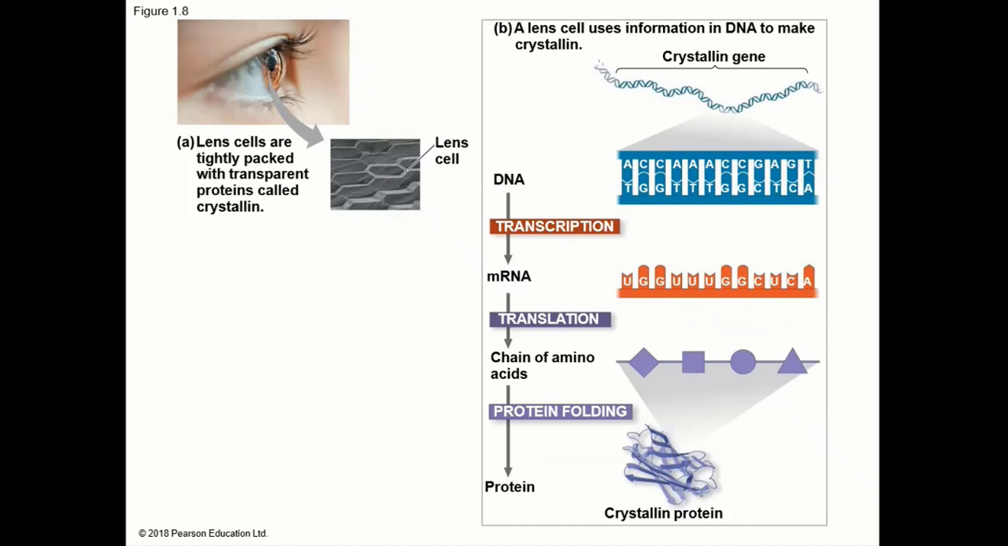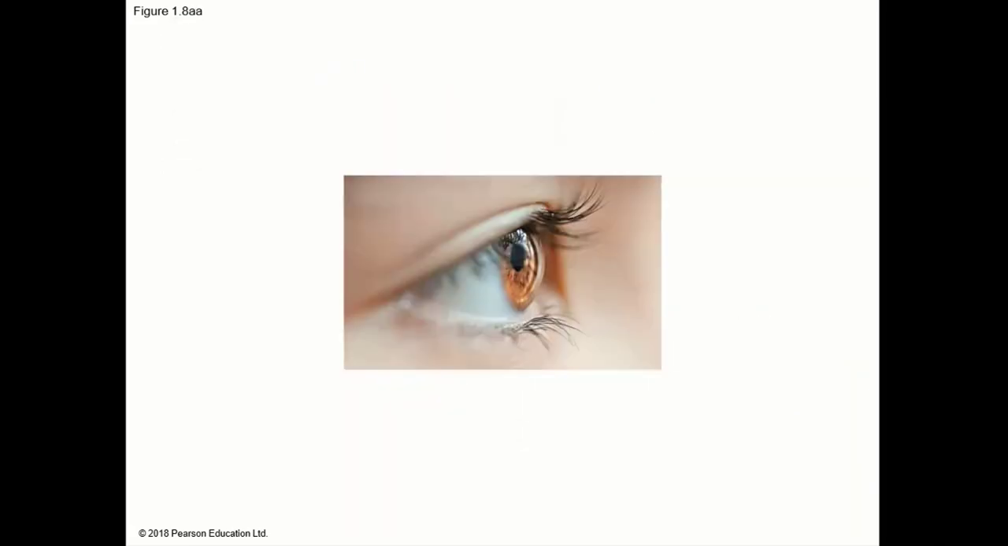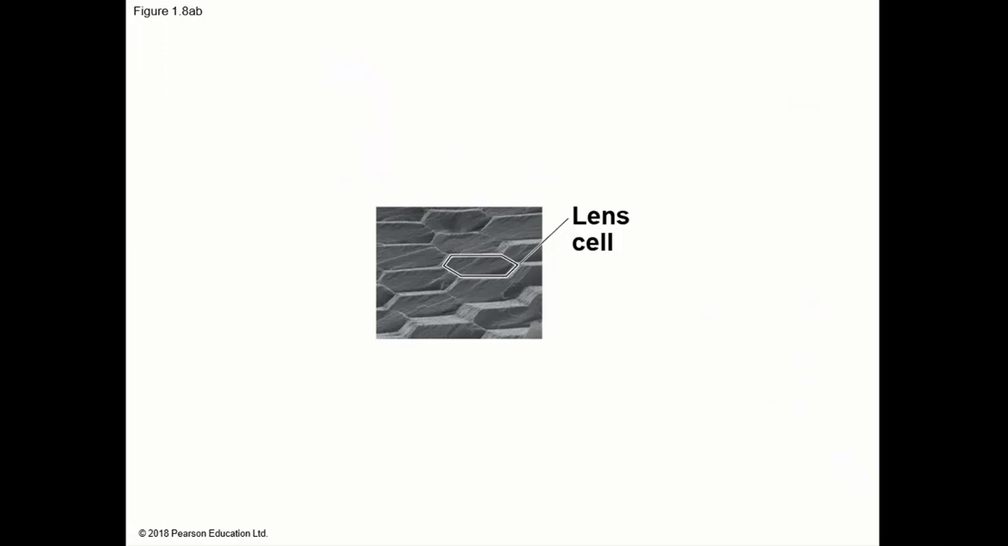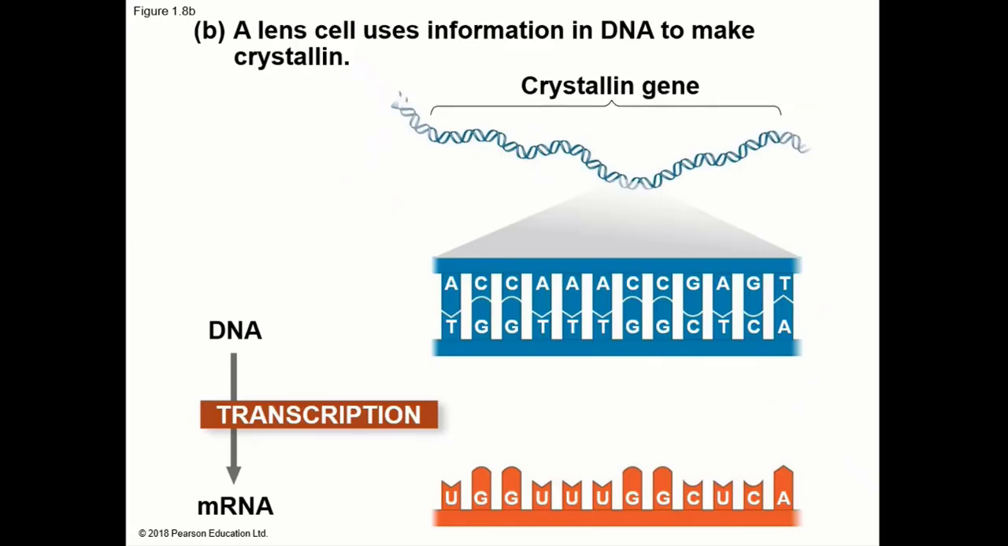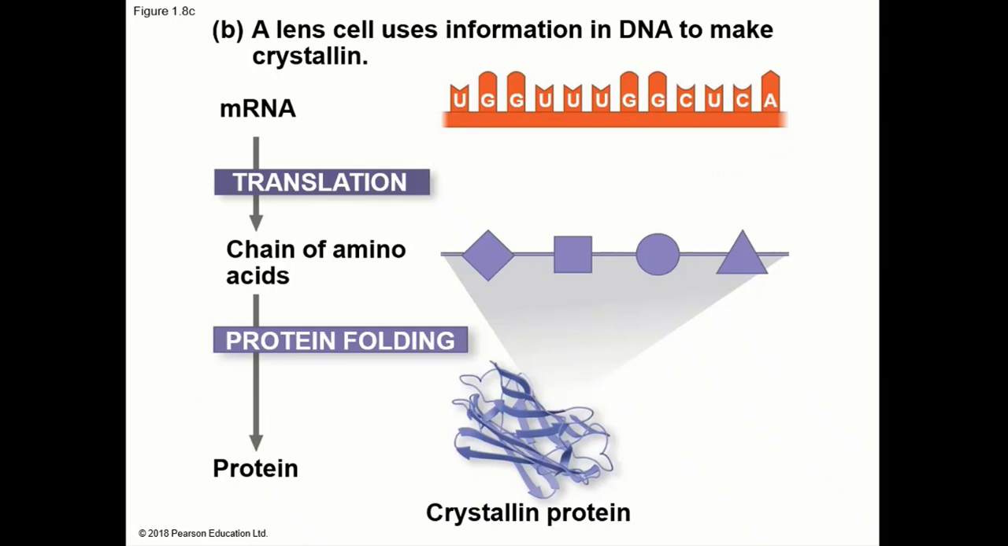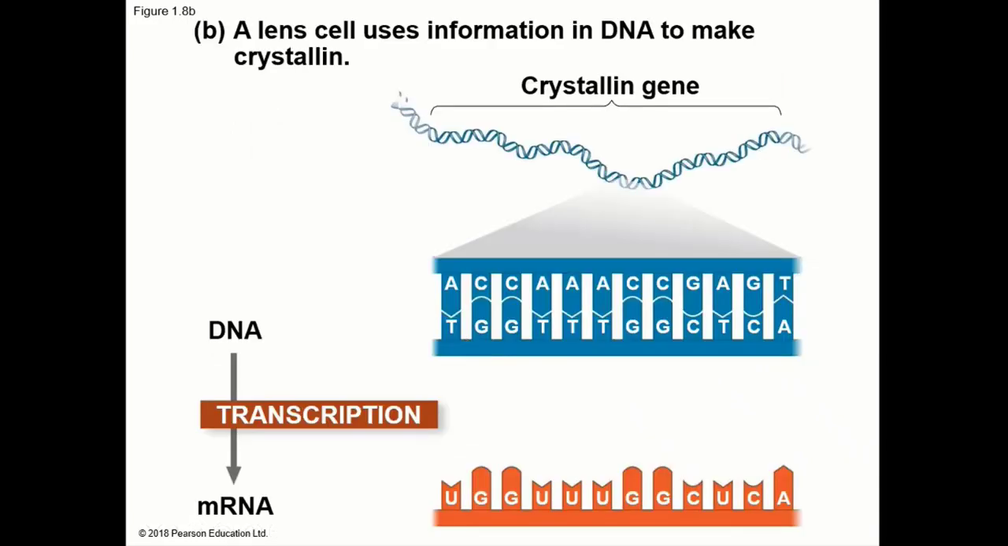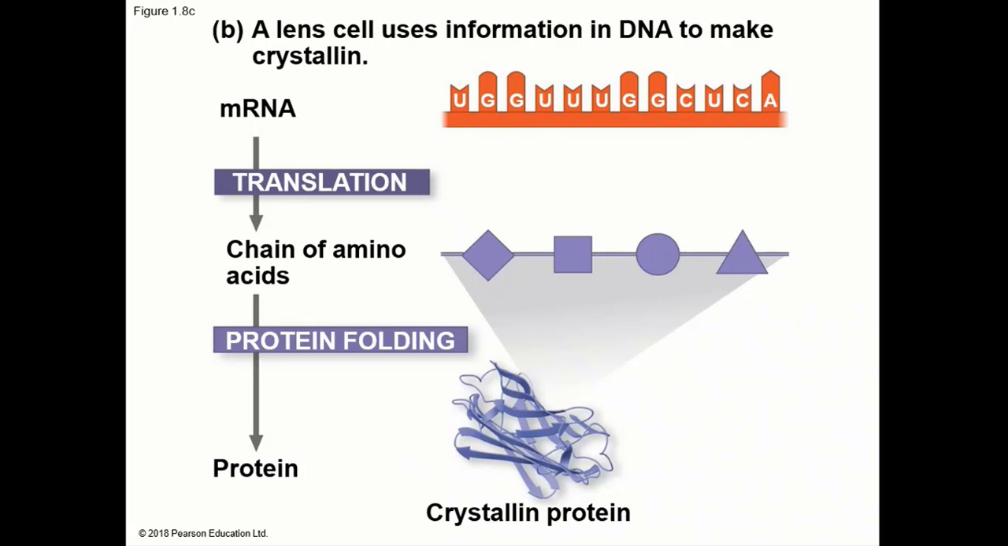So this is just an example of what they're showing here before the lens cells, which are tiny and packed with a transparent protein called crystallin, which makes up the lens and uses information in the DNA for crystallin, the crystallin gene. And this is a representation of the process of transcription, from DNA to messenger RNA, and then from messenger RNA to amino acid chains, and this is the structure of it and the protein folding, which leads from the crystallin gene to the crystallin protein.